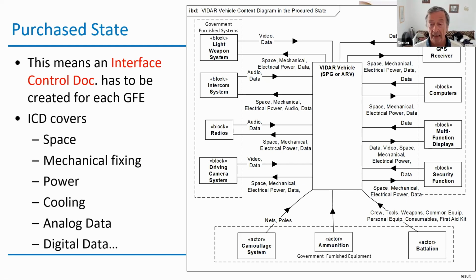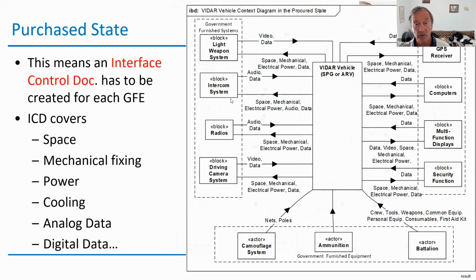So what's in the interface control document? It had to cover the space that was needed, the mechanical fixing of these pieces of kit into or onto the vehicle. Were there any power requirements? If there were, how were they going to get them? What was that power? Was it electrical or was it hydraulic power? Was there any cooling requirement as well, and where was that going to come from? Was there any analog or digital data that we needed to worry about? So we had to develop, for every single one of these interfaces, an interface control document that clearly defined to the bidders how they were going to have to integrate these elements into the overall system.